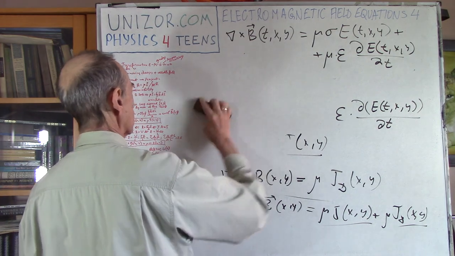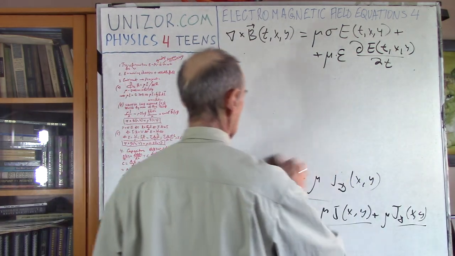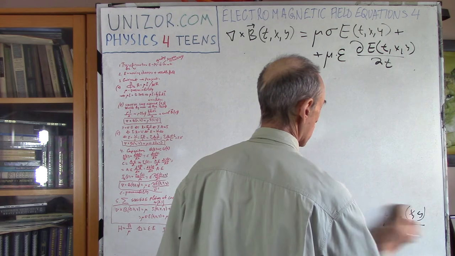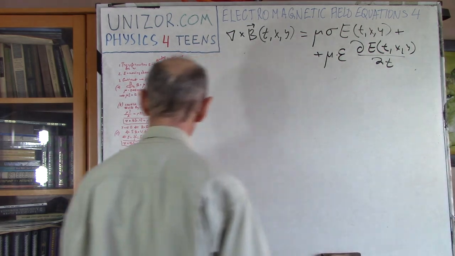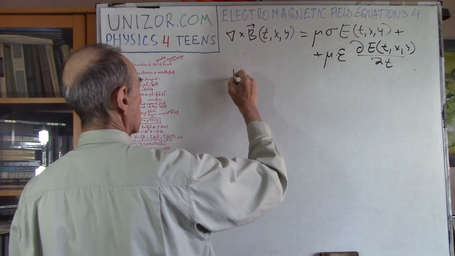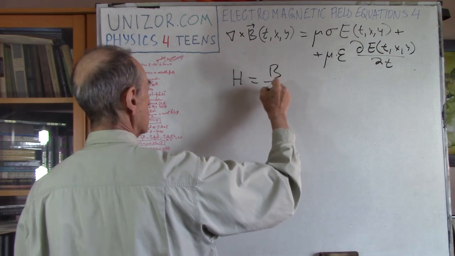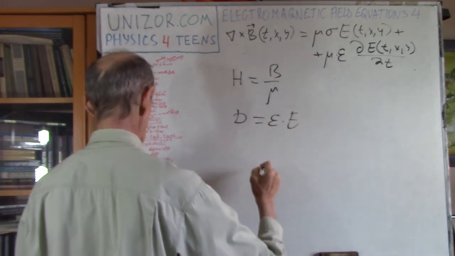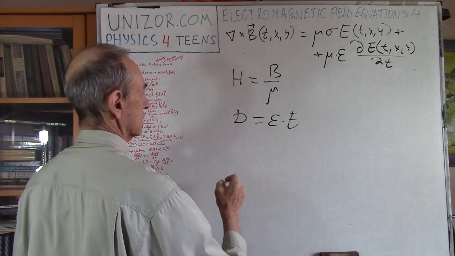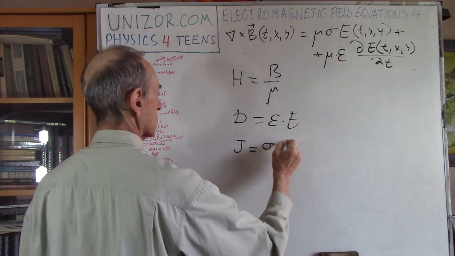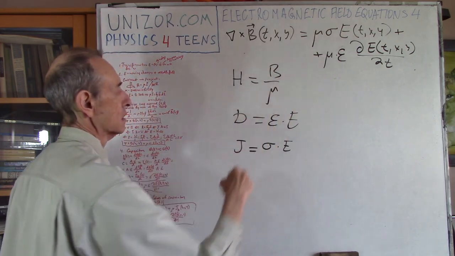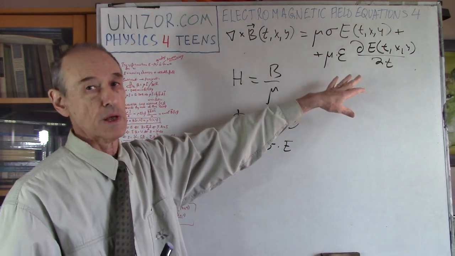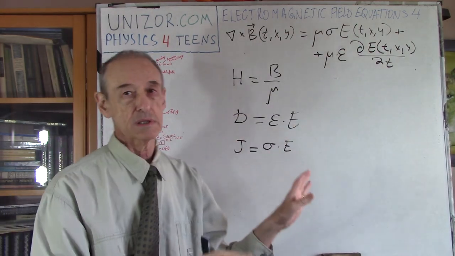Okay, one more thing, last one. There are different units of measurement of fields, electric field, magnetic field. That's just a historical kind of development. I will put a couple more things. H is B divided by mu. D is epsilon times E. And obviously J is sigma times E. So using these, we can have different forms of this fourth Maxwell's equation. But I don't want to spend time on this.